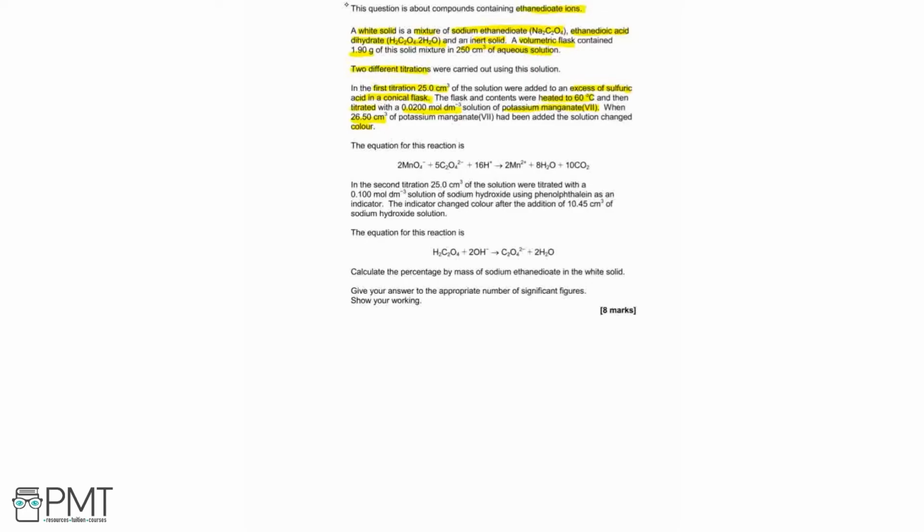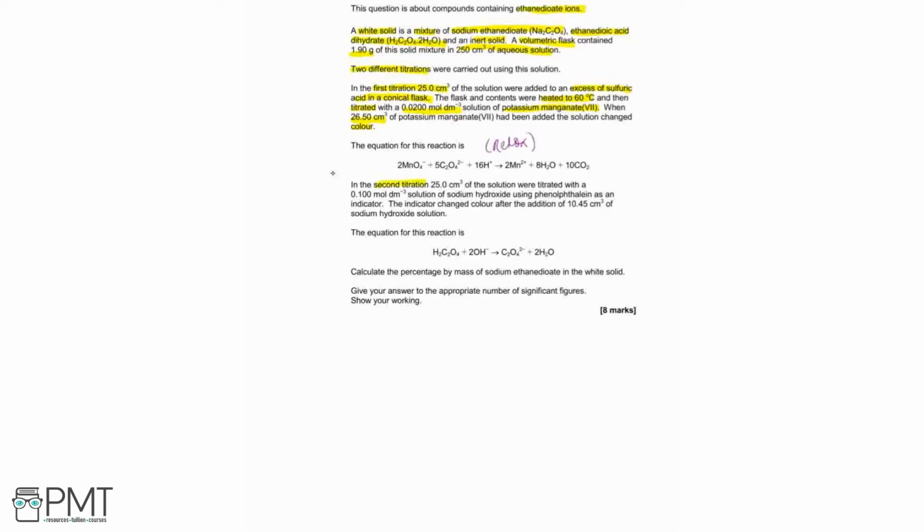So what we've got here is going to be a redox reaction, where our potassium manganate is reacting with all of our ethane dioate ions there. So we've got some of these ions from the sodium ethane dioate and from the ethane dioic acid dihydrate there. So let's have a think about the second titration now.